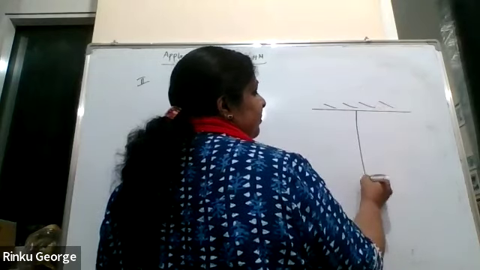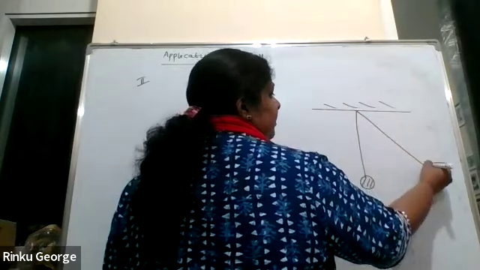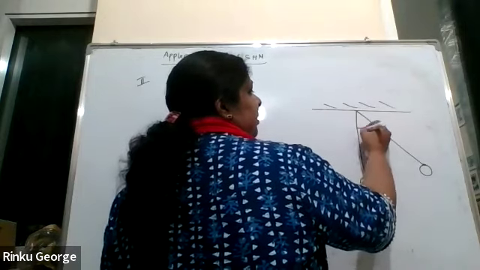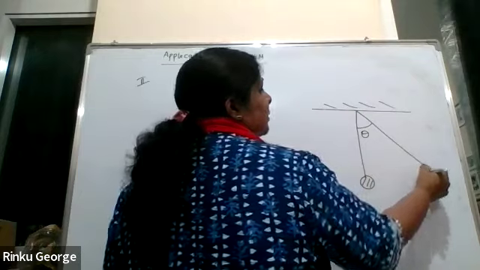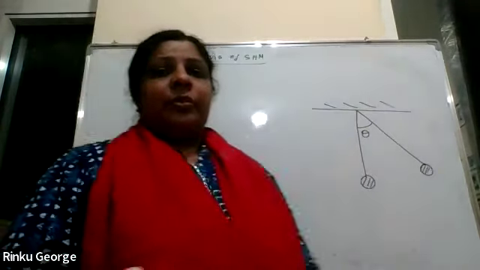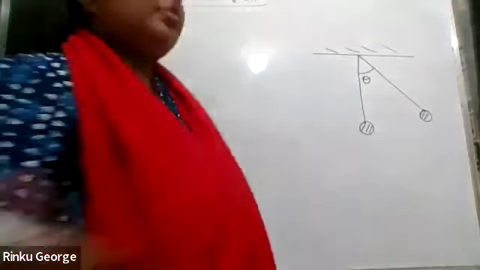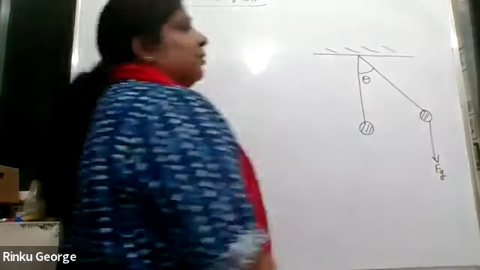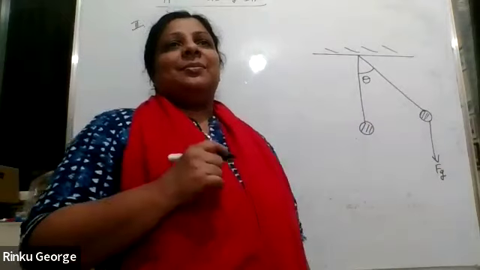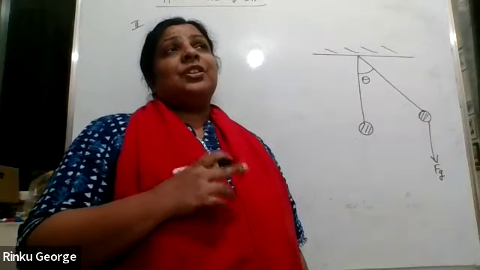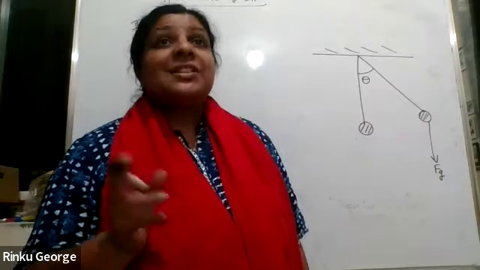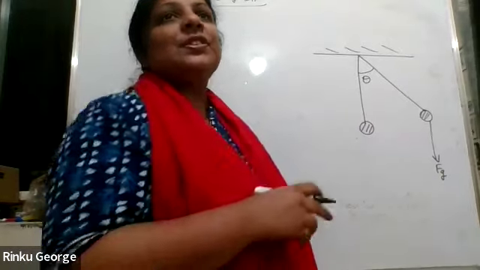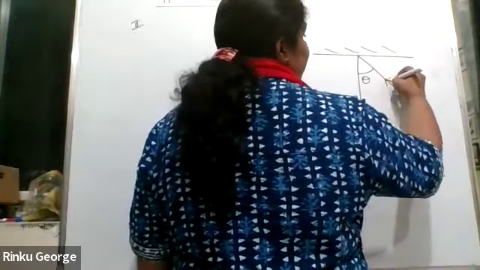This is a simple pendulum. It makes an angle, displacement theta. Which forces are acting on this pendulum? Weight. Weight is mg acting down, the force due to gravity. Then which other force? Tension. Tension of the string will be there in the upward direction.